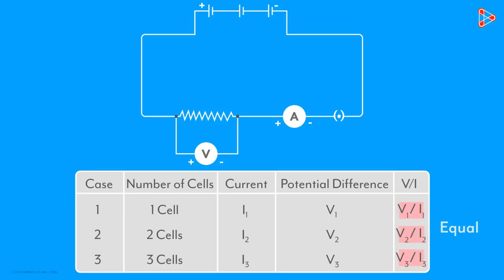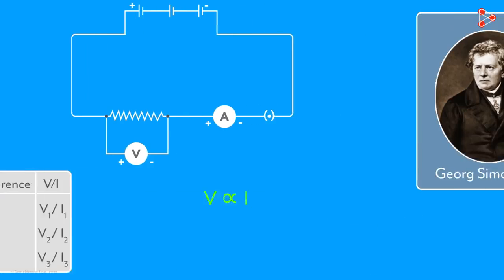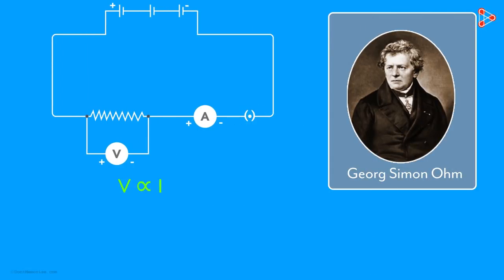equal. This tells us that the potential difference V across the ends of a wire is directly proportional to the current flowing through it. This relationship was discovered by a German physicist, Georg Simon Ohm, in the year 1827. Notice that the resistance here is constant and we also assume that all other factors including temperature are also constant. This is Ohm's law.